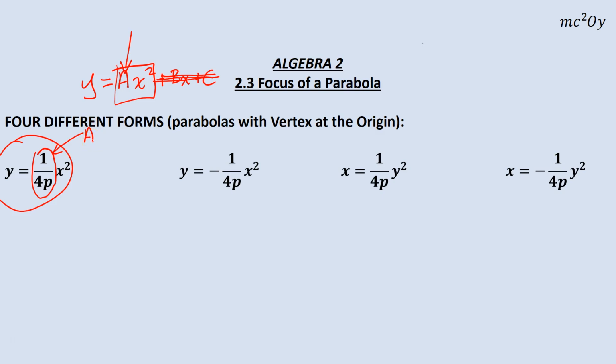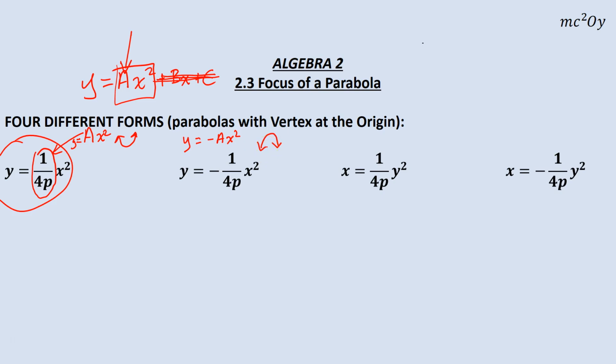Okay, and so what we could have is y equals 1 over 4p x squared, or y equals ax squared. Or y equals negative 1 over 4p x squared. So if you think of it, that'd be like y equals negative ax squared. This would be y equals ax squared. Okay, notice this one says x equals. So whereas this parabola right here goes upward, this parabola is going to go downward.